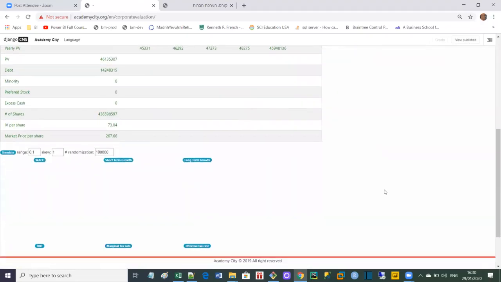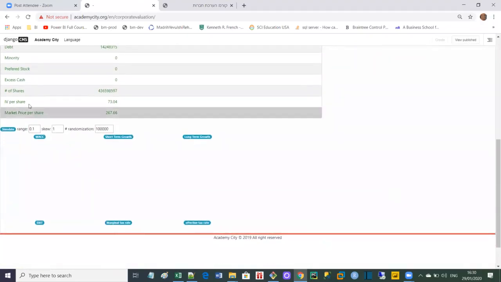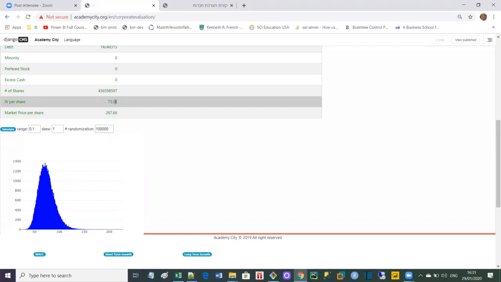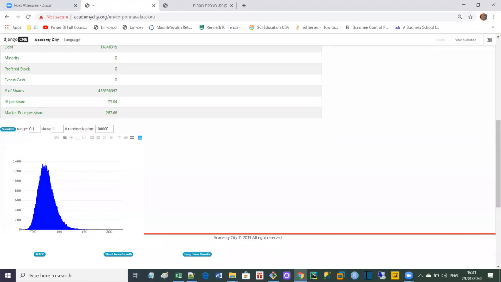So how will the intrinsic value look? If we click now on this one, we get a distribution. It's not really 100,000 times, which is quite a lot. It randomly picks all those values, and for each draw you calculate the final value of the company per share, and we'll see what the final distribution is.